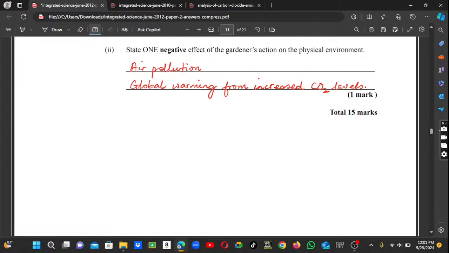Right, good. We need to state one negative effect of the gardener's actions on the physical environment. The negative effect of the gardener's action will be air pollution. We are also talking about global warming, the increase of which comes from the increase of CO2 level, carbon dioxide. Okay, good.